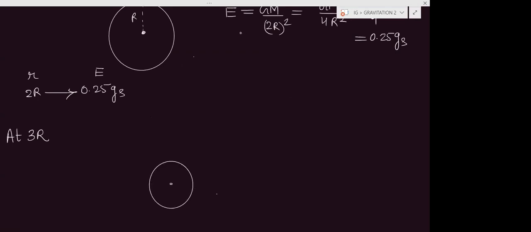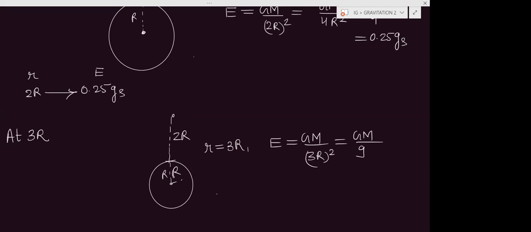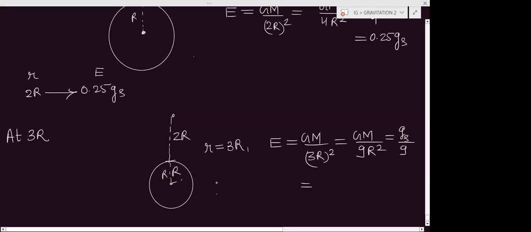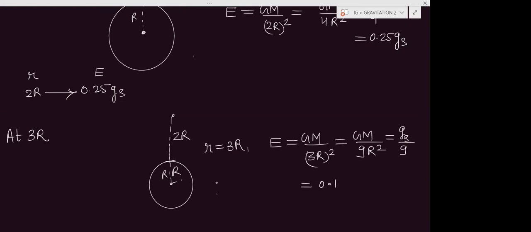This is the planet, radius r, and you will take a point which is at a distance of 3r from the center, meaning from the surface it will be at 2r, and this is 1r. So small r in this case will become 3r. When you calculate the E value, it will be GM divided by r square, meaning (3r) square. So it will be GM divided by 9r square, and GM by r square is gs, so it will become gs divided by 9, and 1 by 9 is basically 0.11. 0.1111 you will get, so it will be 0.11 times gs.